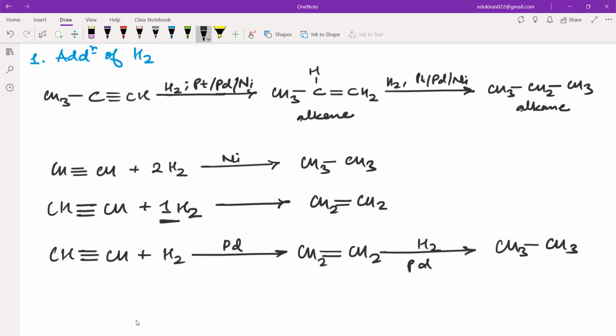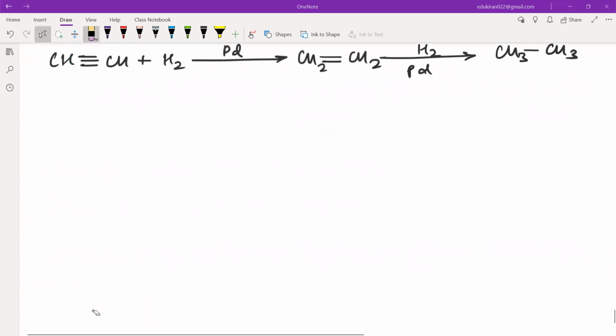So if they specifically give you the number of moles of hydrogen, then you are going to make a specific product. If two moles of hydrogen, then alkane. If one mole of hydrogen, that means alkene. But if they don't specifically give you the number of moles of hydrogen, then you are going to first of all make alkene, then add hydrogen once more, and then show that it can also form alkane. Is that clear? Yes or no? Yes.